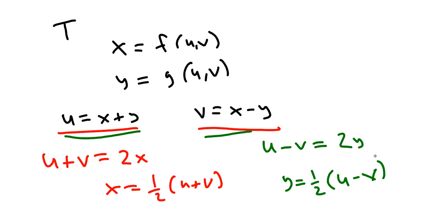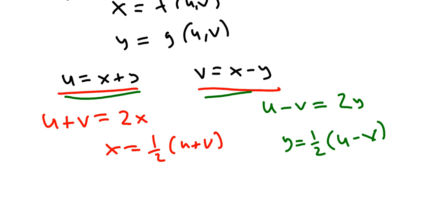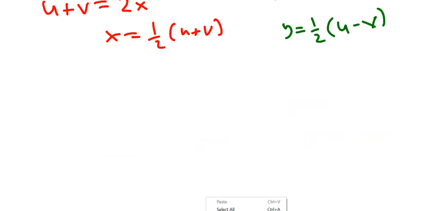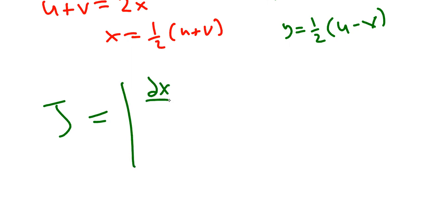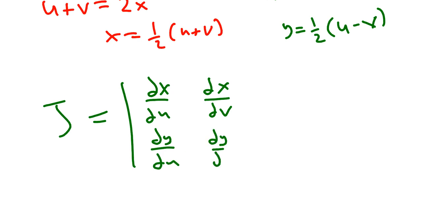So you're actually ready now to do a couple of things. One, we might as well get that Jacobian out of the way while we can. So our Jacobian matrix, I'm going to call it J, is going to be this one, the determinant of partial x, partial u, partial x, partial v, and then I'll have partial y, partial u, and then partial y, partial v.